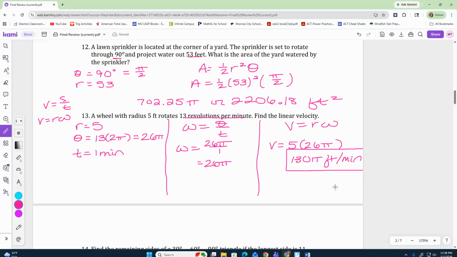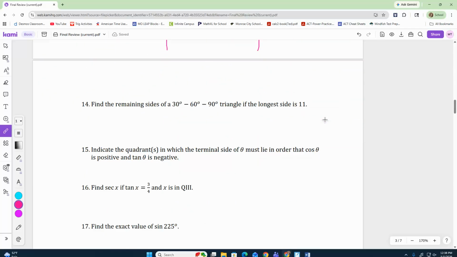And problem 14. Find the remaining sides of a 30, 60, 90 triangle if the longest side is 11. So I know I have a right triangle. One angle is 30 degrees, one angle is 60 degrees. Where does the longest side go? Okay, so then you can call these sides whatever you want. I'm just going to call them x and y for the sake of labeling.